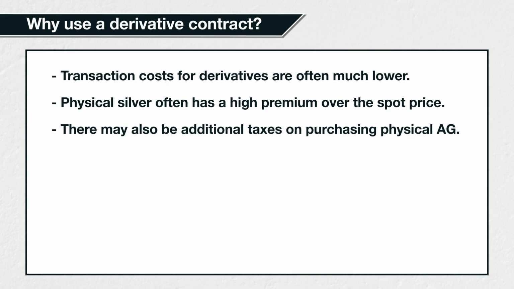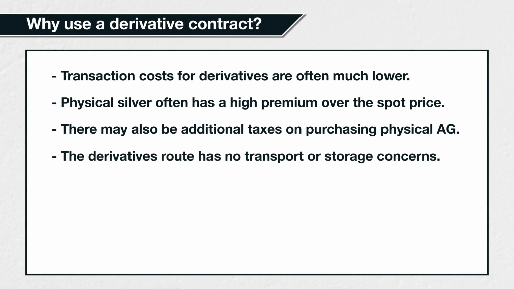Using a derivative contract instead, in this case the silver futures contracts, avoids all these costs. The futures contract may be trading at a slight premium to the spot price, but this will normally be considerably lower than the premium for physical silver. There is also no cost to store or transport the futures contract. You simply hold it in your trading account until you wish to close the position.